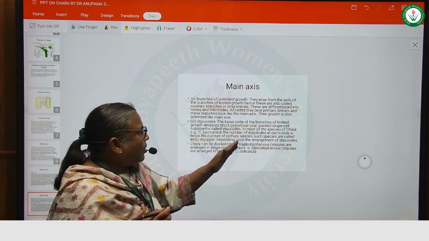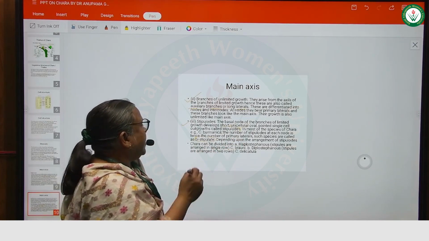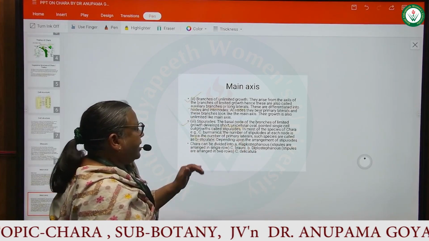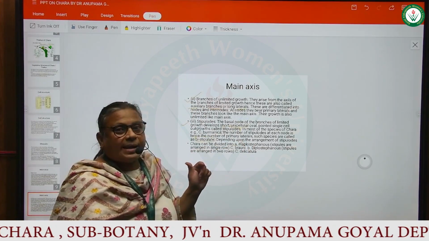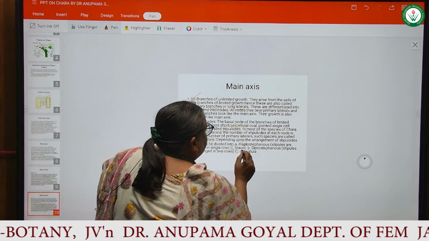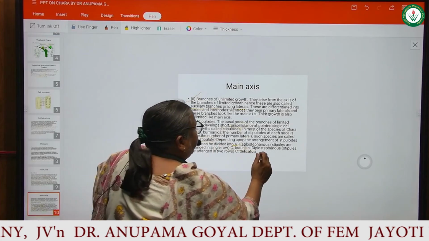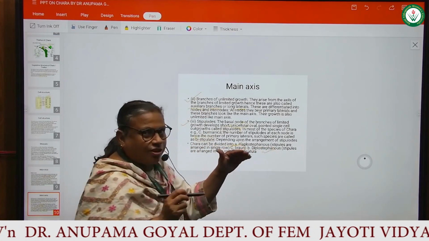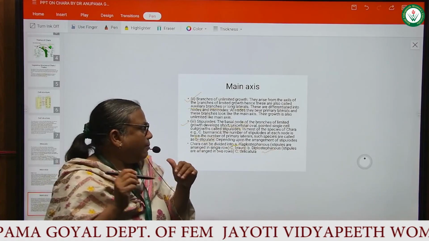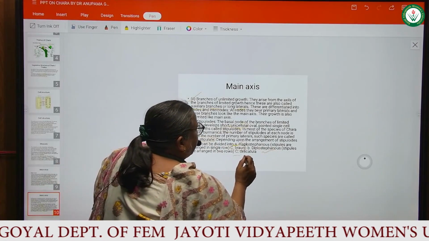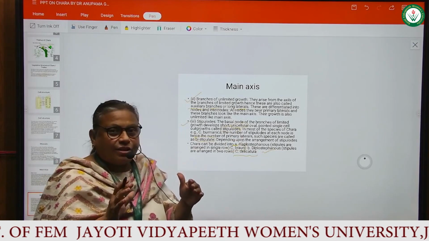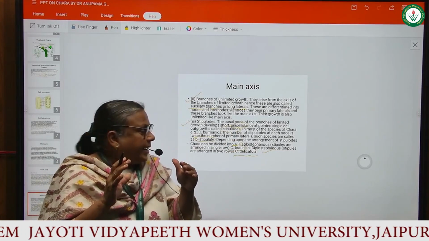Depending upon the arrangement of stipulodes, Chara can be divided into haplostephanous, in which the stipulodes are arranged in a single row, for example in Chara brownie, and diplostephanous, in which the stipulodes are arranged in two rows. One of the best examples is Chara delicatula. When the stipulodes are arranged in two rows, it is called the diplostephanous condition.